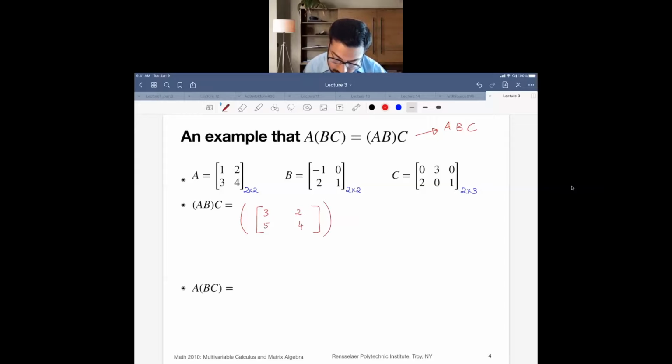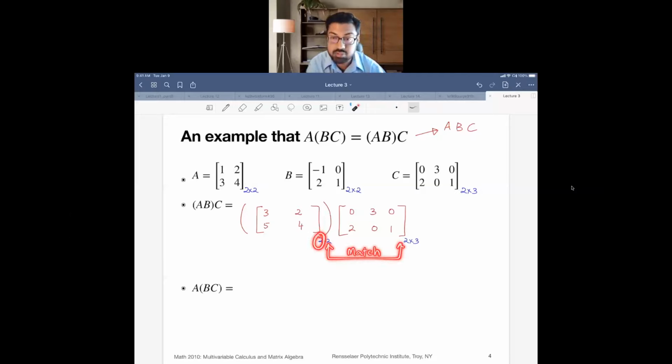And then we are going to multiply it with the C matrix. So C is going to be what? 0, 3, 0, 2, 0, 1. And again, this guy has the size 2 by 2, and this guy has the size 2 by 3. The inner dimensions do match, right? The inner dimensions match up. And the result of this is going to be 2 by 3, right? So the result should have 2 rows and 3 columns. Let's try to find those.